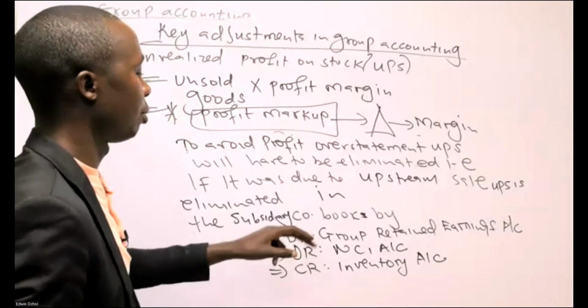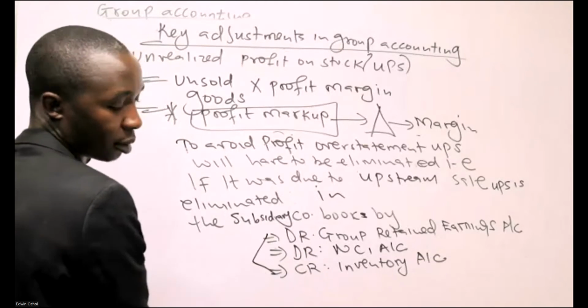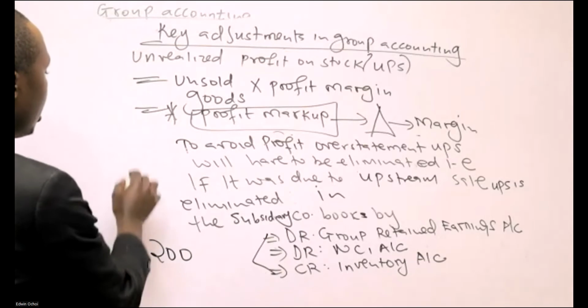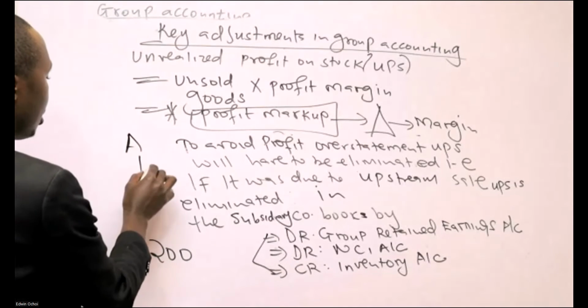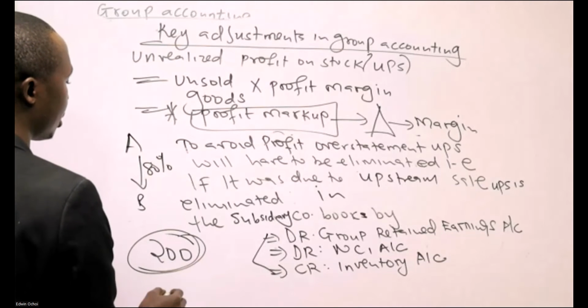That is due to upstream sale. So meaning that, how do you share these among the three? Let's say UPS was 200, and A had acquired B up to 80%. So how do you share these among these accounts?